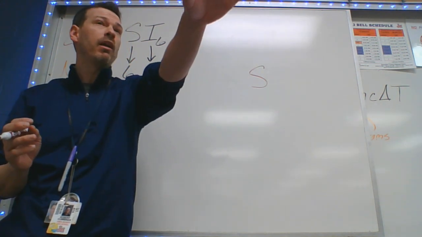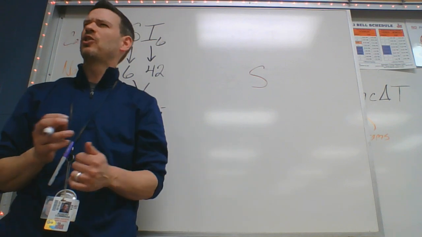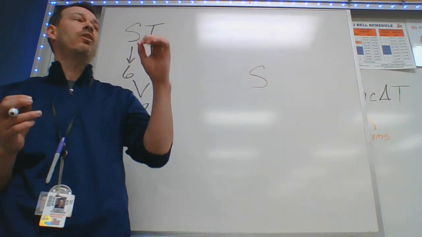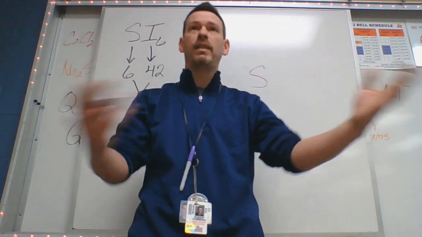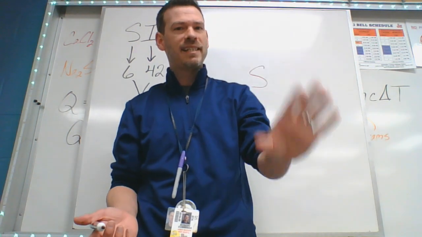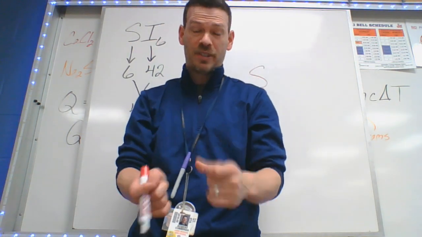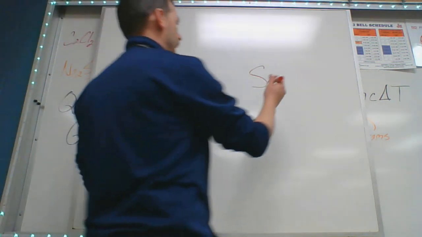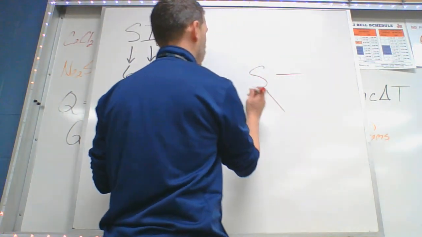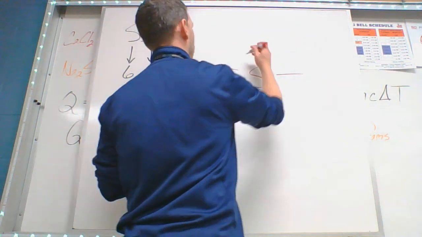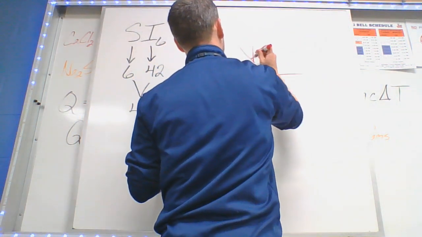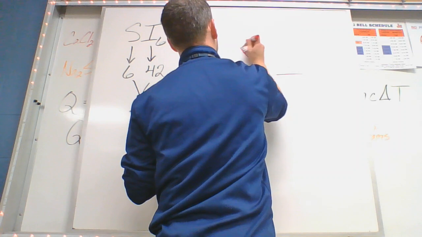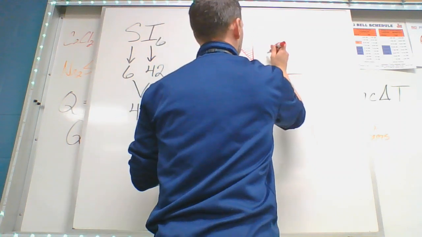So before you do it, ask yourself, can sulfur break the rule? Can sulfur expand its octet? What's the answer? As long as he has an energy level of 3, 4, 5, 6, or 7, the answer is yes. And sulfur absolutely can. So 1, 2, 3, 4, 5, 6.